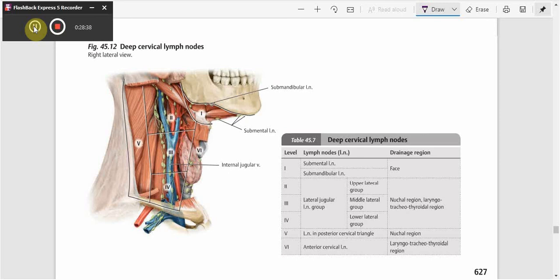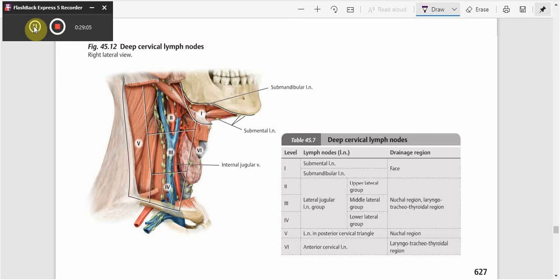Now the efferents from the submandibular nodes, they pass mostly to the jugulo-omohyoid node and partly to the jugulo-digastric nodes. These are, again, as you would imagine, deep lymph nodes. And the jugulo-digastric node is the second name for the upper lateral group, right? And the jugulo-omohyoid is the name of the lower lateral group.